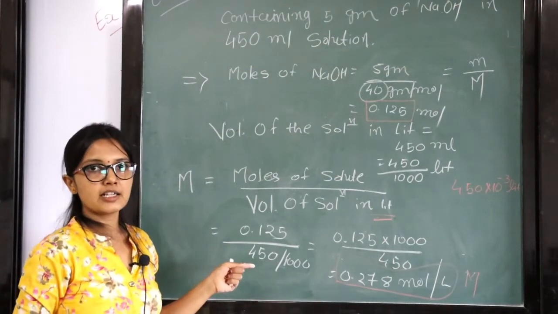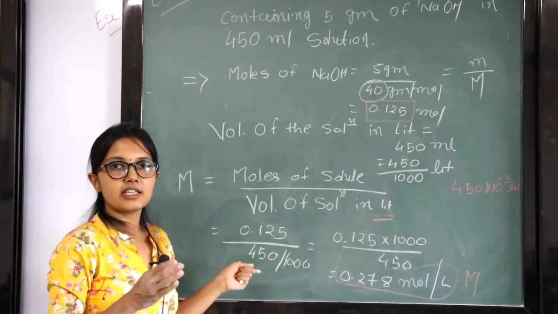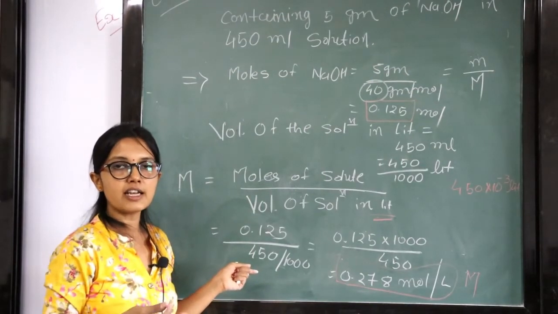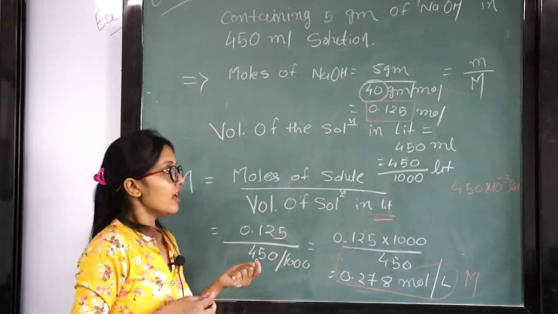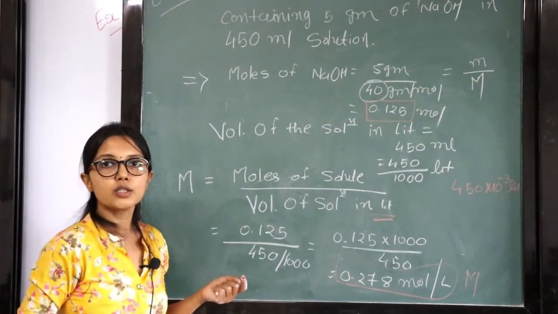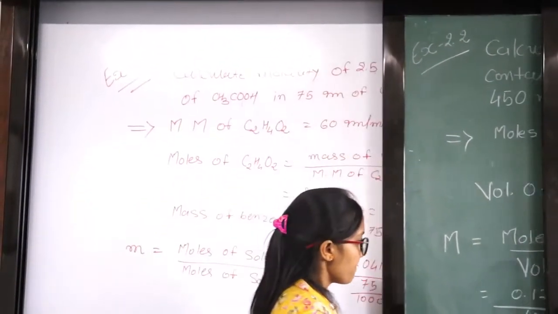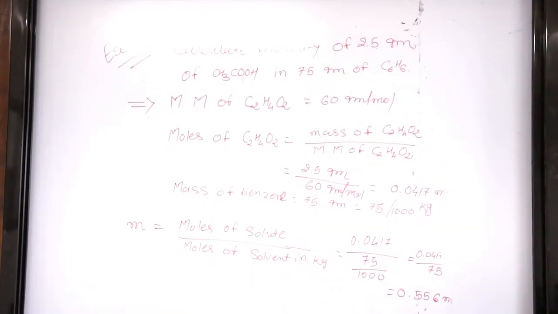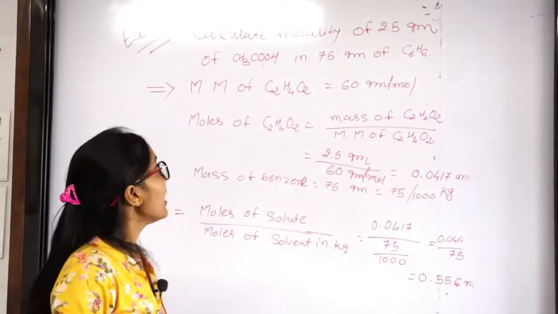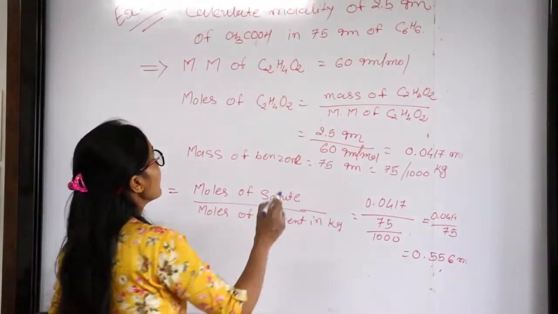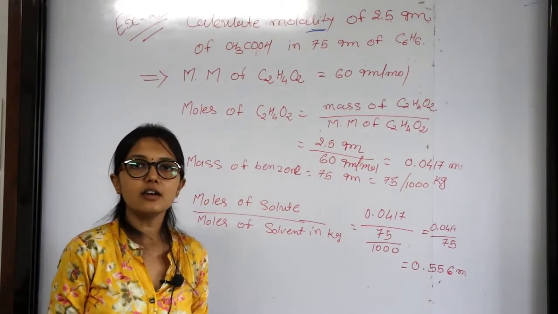This type of numerical is asked in 2 marks questions: calculate molarity, molality, mole fraction, normality, etc. Now, example number 2.3. Here we calculate molality. In the last numerical we solved molarity.